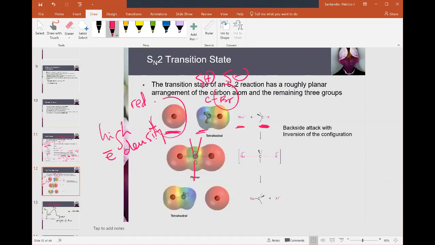They are in a trigonal planar arrangement there. And as far as the electron density, you will have the formation of the nucleophile-carbon bond halfway. So that's why the nucleophile is still kind of reddish. And then the leaving group has not broken apart yet. So that's why it's still rather reddish.